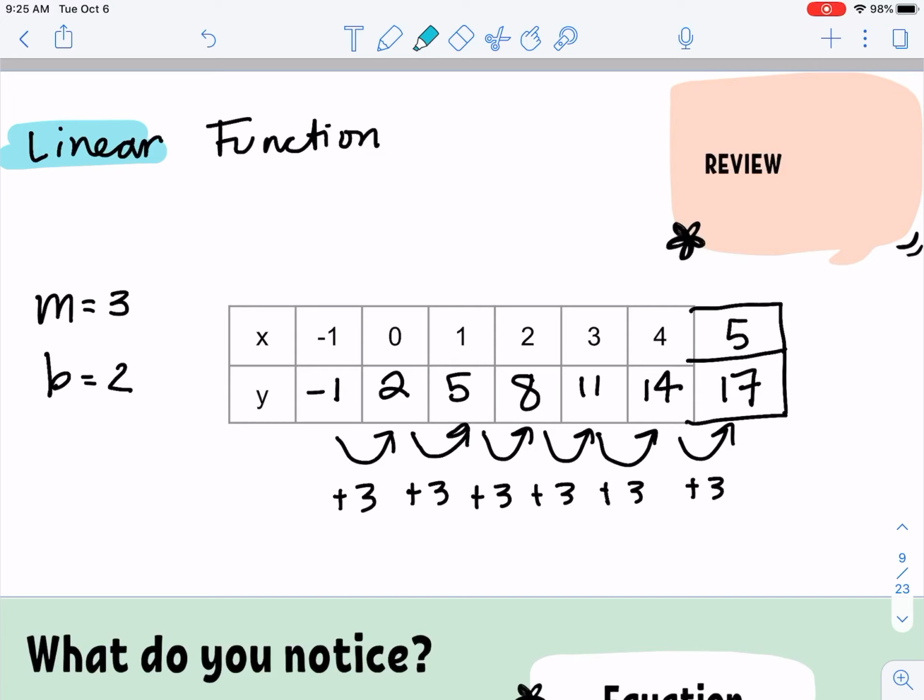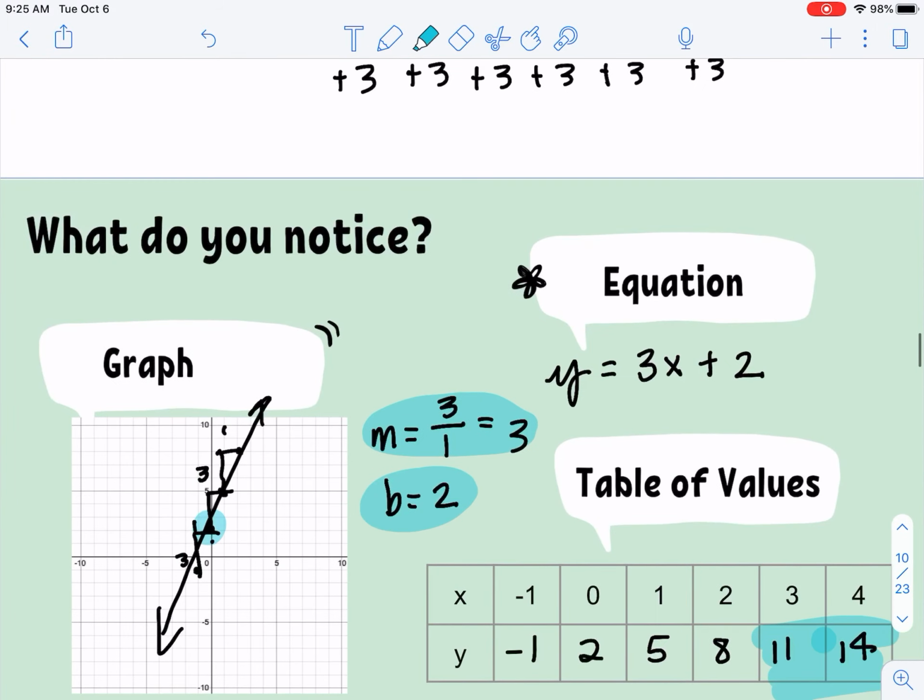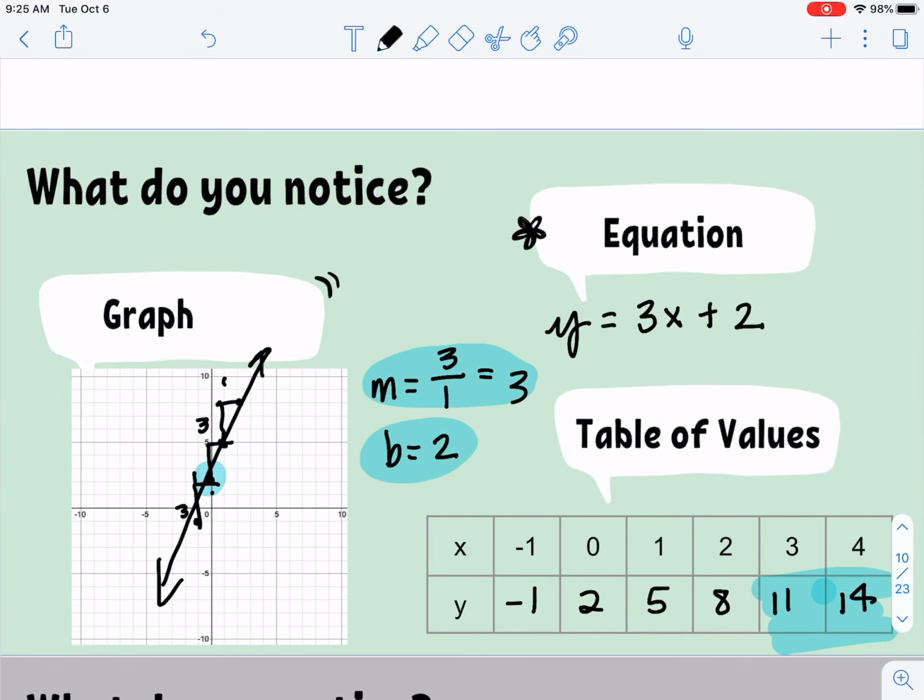Well, hey, I see b is 2 right there. The y-intercept is 2. When x is 0, y is 2. And if we were to look at our graph here, here's our x-axis. When x is 0, we have the point over 0, up 2. When x is 0, y is 2. Okay. So that sort of reminds me a little bit of some of the stuff we did with exponential functions.